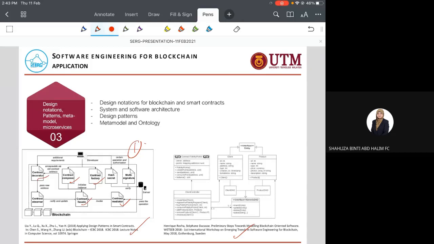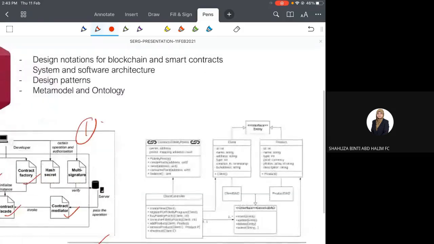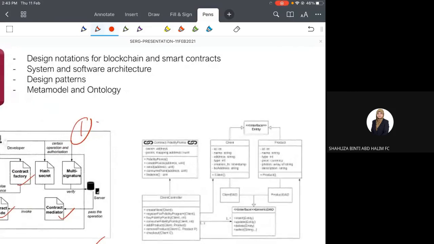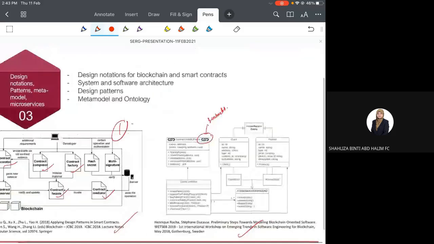And then another one, this is the preliminary step toward modeling blockchain oriented software. This one is at the modeling level. Sorry, the diagram is not clear. Maybe the researcher introduced some notation to show the contract. So after this, those who are interested at the notation level can explore this one.